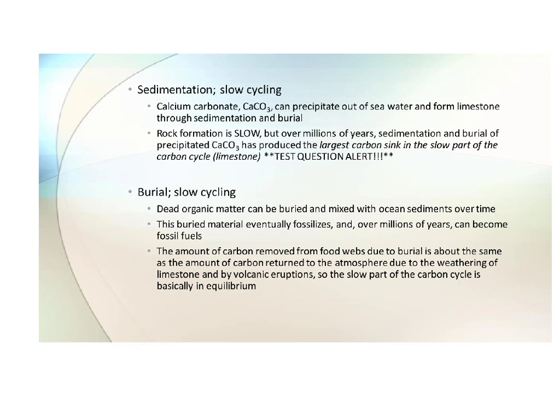Listen to my words. We're talking about limestone. This is a test question alert. This has been asked before. What is the largest carbon sink in the carbon cycle? And I'm going to classify that as the slow part of the carbon cycle. The answer is limestone. Because although rock formation is slow, over millions of years, this calcium carbonate has produced an enormous amount of limestone, and it is the largest carbon sink on the planet.